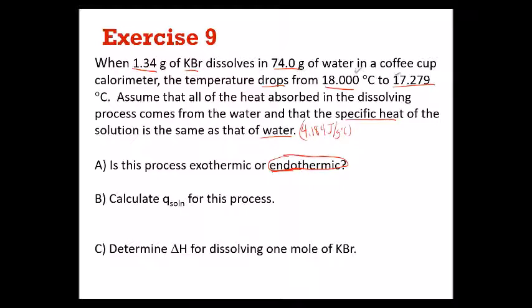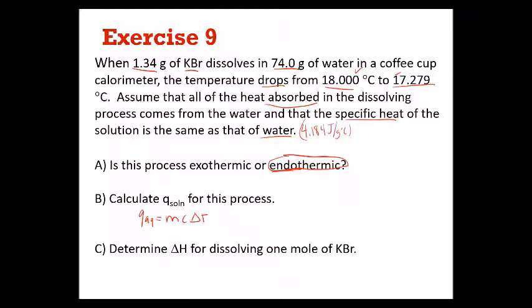I always look at the temperature. But it does tell you heat absorbed. It does tell you in there as well. Now it says calculate Q solution for this process. So we can't find Q solution till the end because actually we have to start with finding Q aq to begin with, because we need to find from the surroundings perspective. So Q aq equals mcΔT.